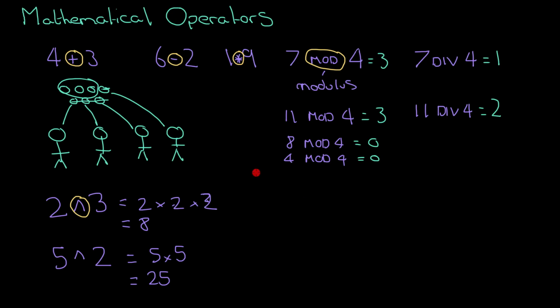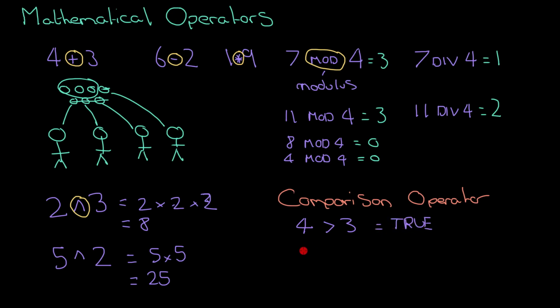So comparison operators. And again, you'll be very familiar with these in maths. Let me give you an example. I've got 4 and then this symbol, 3. So I've got 4 greater than 3. And these usually evaluate to either true or false. So is 4 greater than 3? Well, that equals true. Yes, 4 is greater than 3. Let's do the reverse of that. Is 4 less than 3? Well, no, 4 is not less than 3, so that is going to equal false. And that's what usually happens.